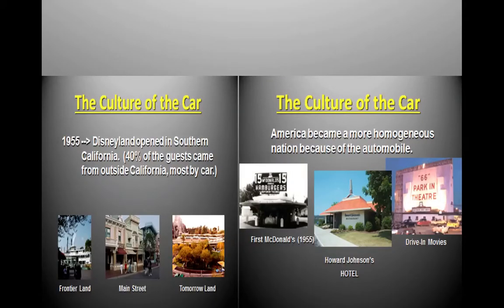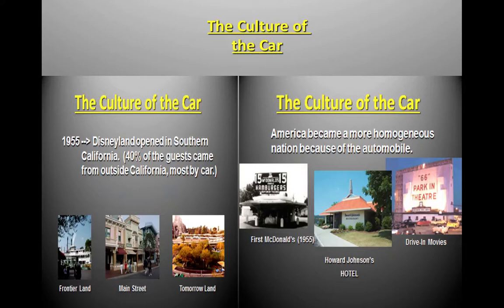The culture of the car, and I didn't really give y'all a lot in these slides, but I just kind of want to talk about it a little bit, maybe make a little word splash out to the side or something like that. But it also changes the way we live. I know the Model T, we talked about it and everything, but you got to really think about a country full of cars now. Things like, good quiz question if you were listening, Disneyland opens in 1955 in Southern California. 40% of the guests come from outside of California, mostly by car.